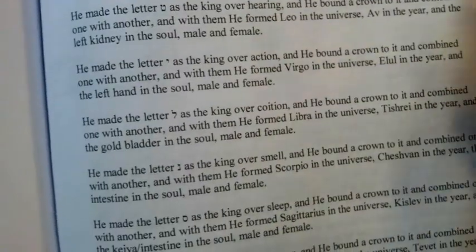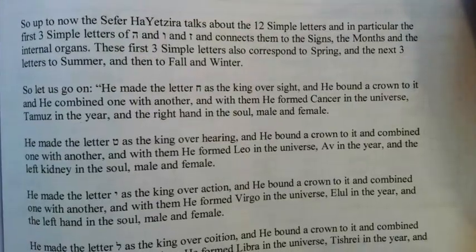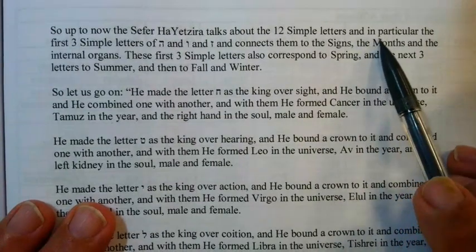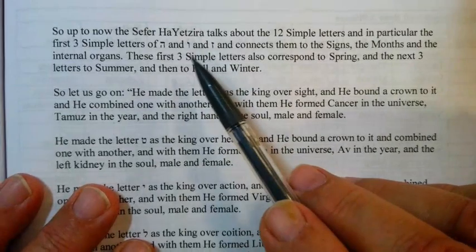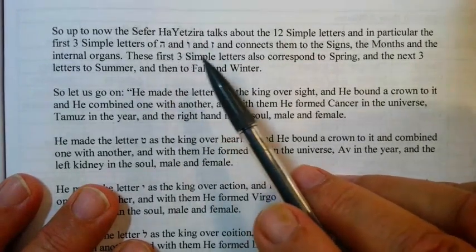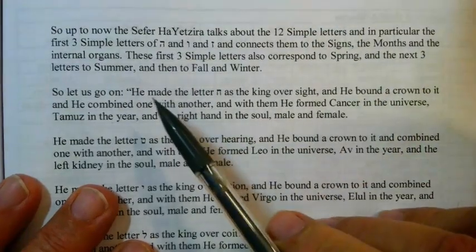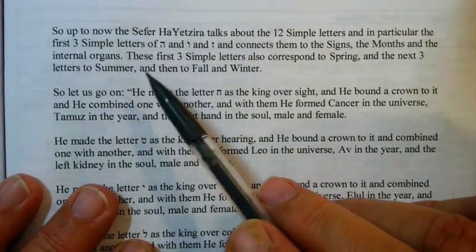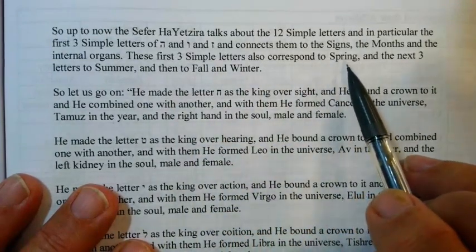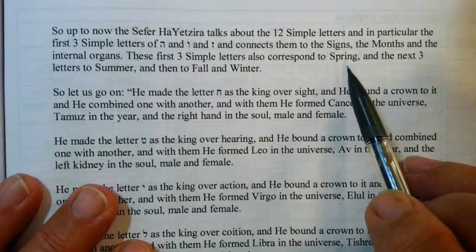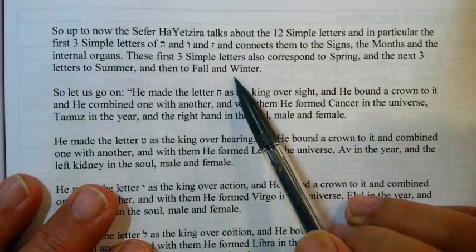Let's look a little bit more. So up to now, the Sefer Yetzirah talks about 12 simple letters, in particular the first 3 simple letters, which are Zayin, Vav, and Het. And he connects them to the signs, to the months, and to internal organs. These first 3 simple letters also correspond to times in the year, which are spring, and the next 3 letters to summer, and then to fall and winter.